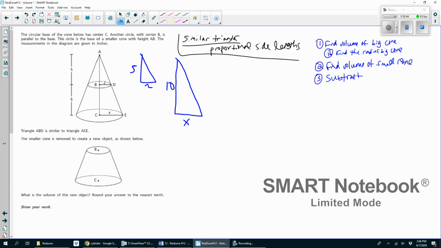Now, knowing my properties of similar triangles, that they have proportional side lengths, that means I can either set up a proportion or use a scale factor to figure out the missing side. Well, since 10 is twice the length of 5, meaning I can do times 2, I could do the same thing to the other side to find out that this missing side is 4. So this side right here is double the length of this side. And that's because they told us that they were similar.